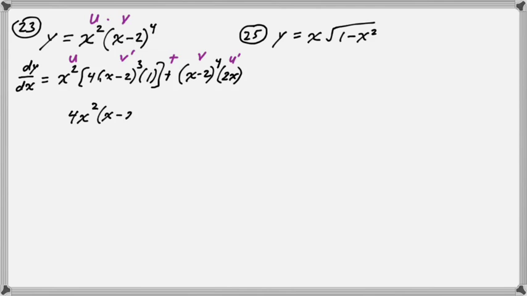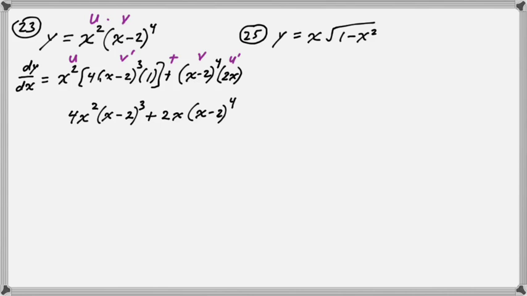4x squared times (x minus 2) to the 3rd, plus 2x times (x minus 2) to the 4th. Let me double check that I wrote it correctly, and I think I did. Now we're going to factor it.